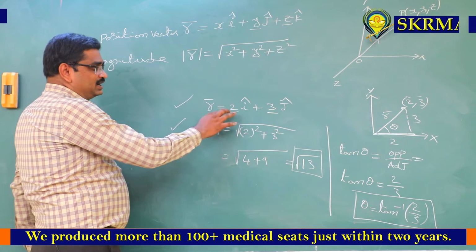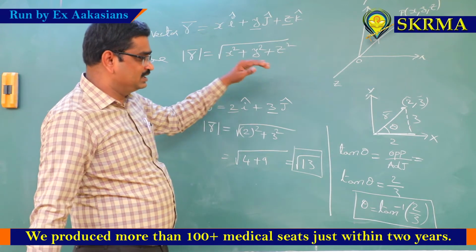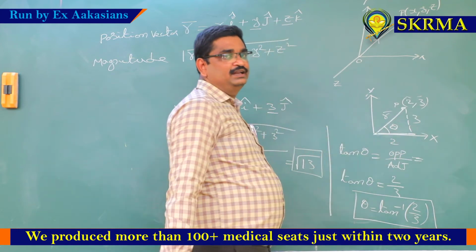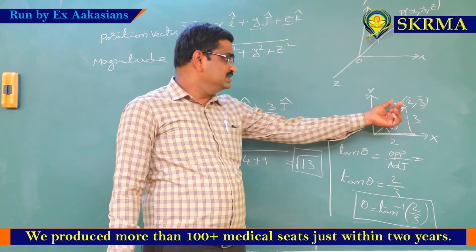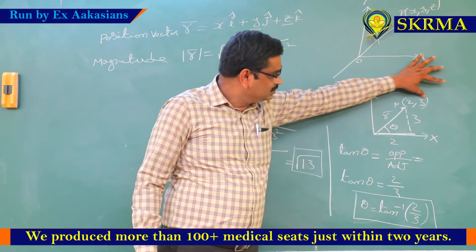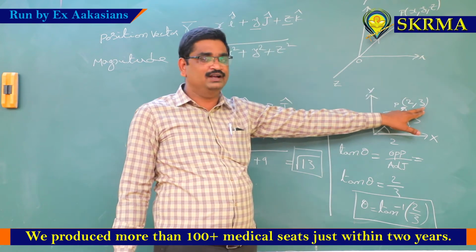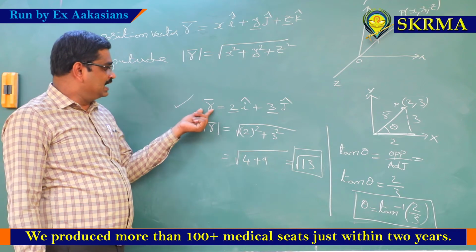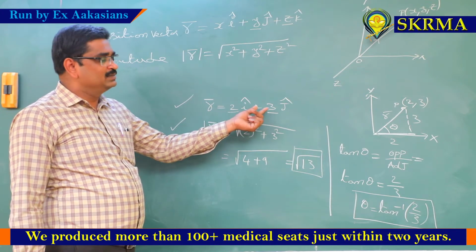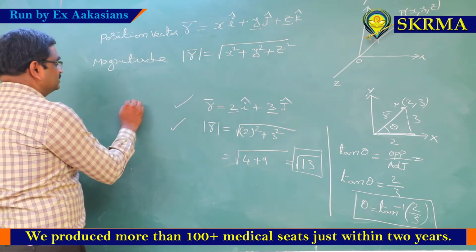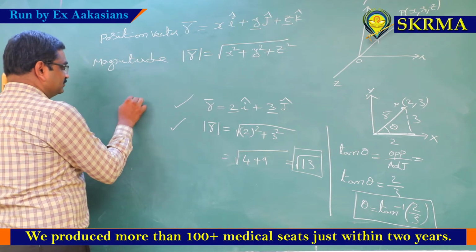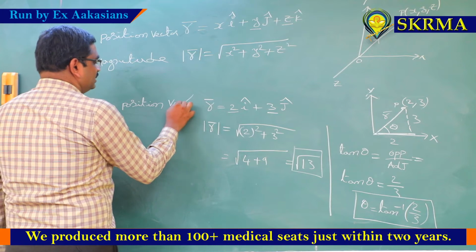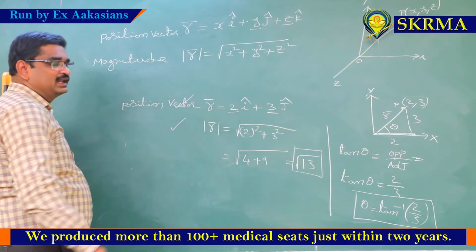Now, a general example based on this: assume that point P is located at the point (2, 3) in the xy plane. So 2 is the x coordinate of the vector, 3 is the y coordinate of the vector. Now we can represent that as r bar equal to 2i plus 3j. This is the vector notation or position vector. Not only for position, we can represent any vector like this.